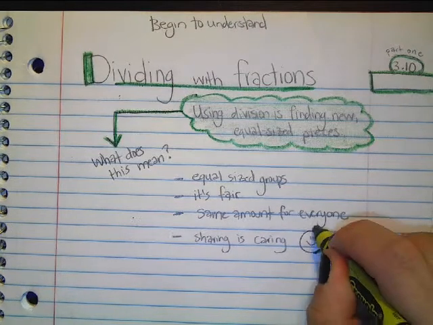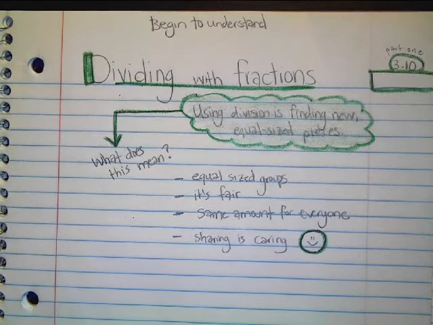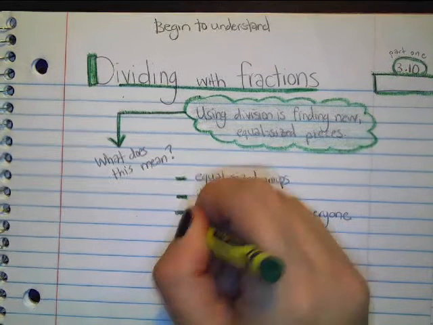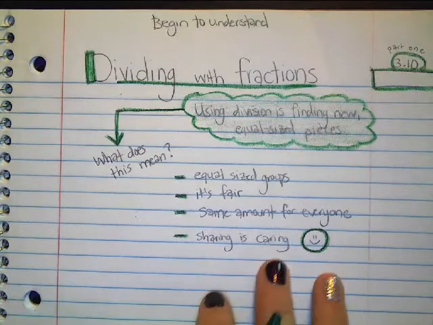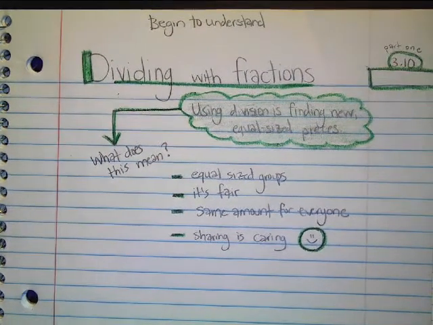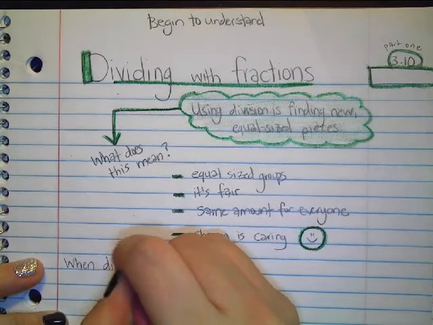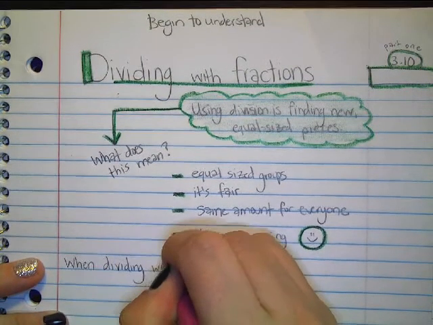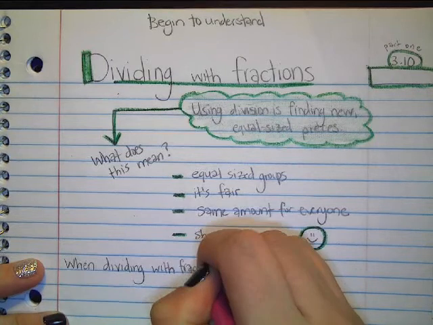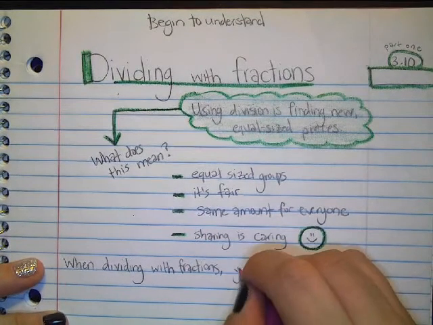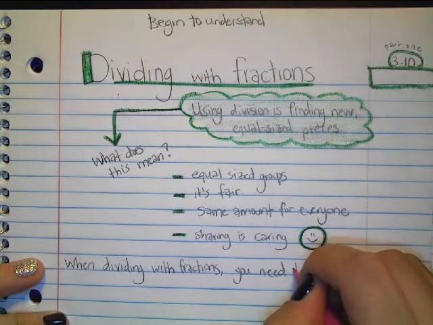When we share something evenly, we are dividing it into equal size pieces or into equal size groups. So we have a couple different things of what that could mean. These are just some basic understandings. But something else that I really want you to understand is when you divide with fractions, you need to know your fact families. Okay? So when dividing with fractions, I'm going to write that right here. You need to know your fact families.